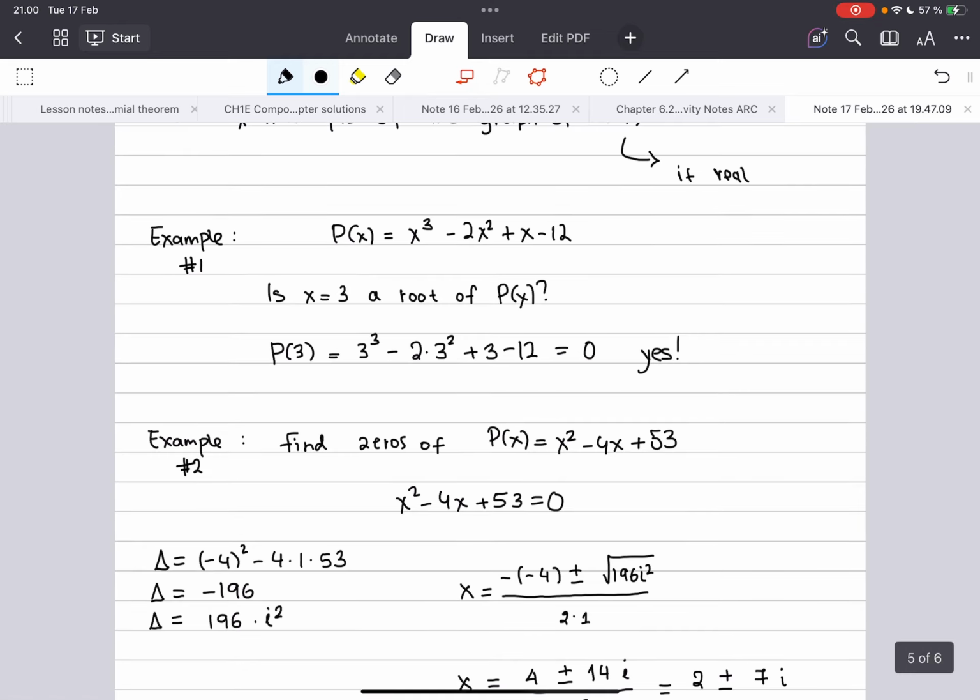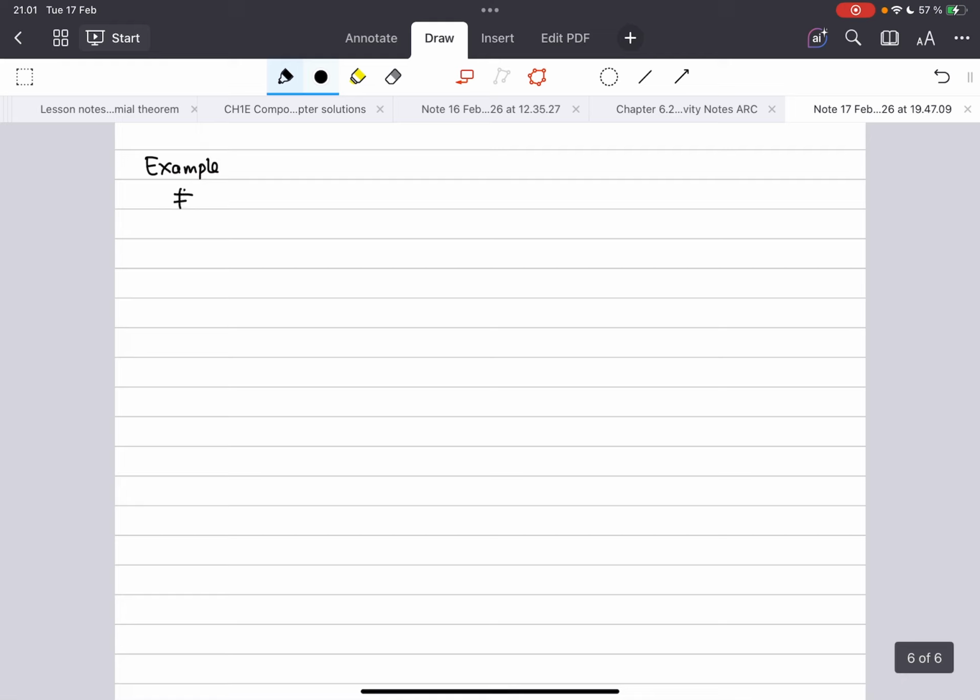And this one will be example number 3 here. Let's suppose that you have to factorize 2x cubed plus 5x squared minus 3x. Well, the first thing you can see is that all of the terms have x involved, so you can write it as x times (2x squared plus 5x minus 3). And then you can factorize this.